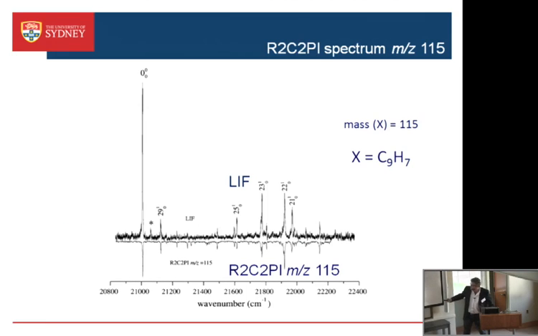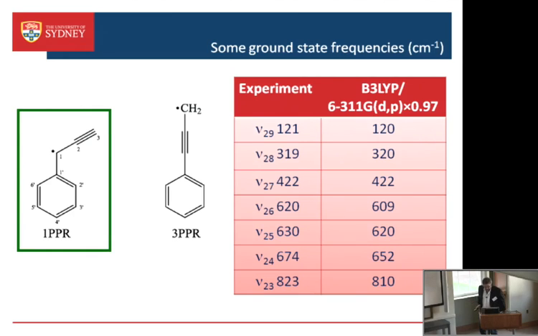Okay, here's a comparison of the ionization spectrum to the laser-induced fluorescence spectrum, and it nearly all corresponds. There's obviously some feature in there that is not part of this molecular spectrum. So mass 115 corresponds to C9H7, and that can be confirmed with deuteration experiments. Okay, so one can start to draw structures.